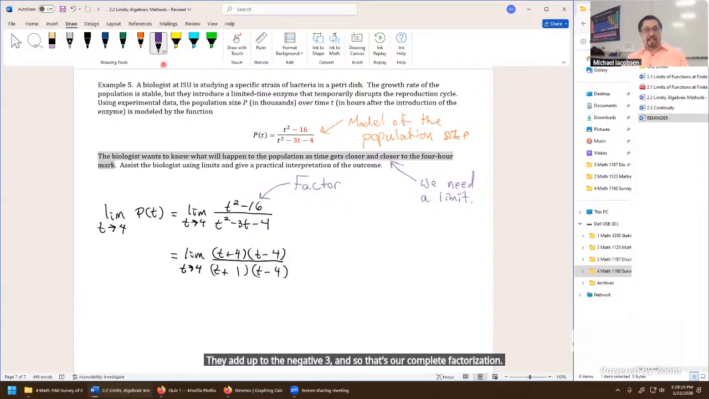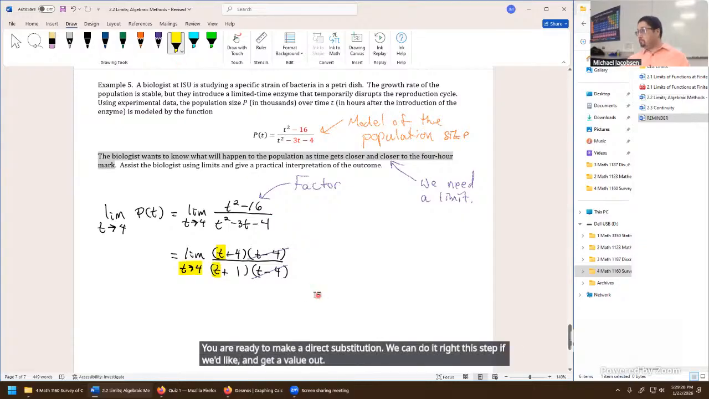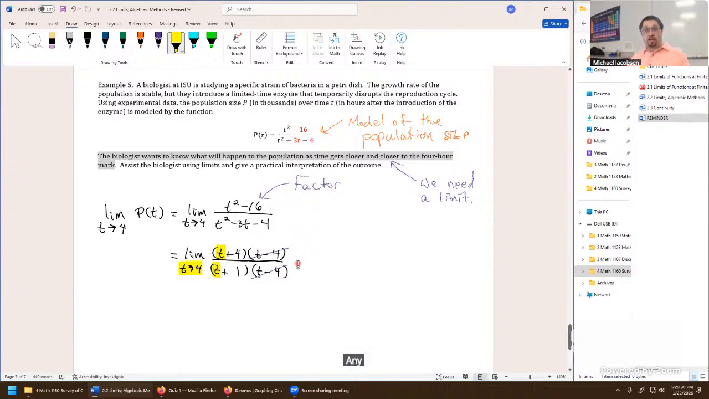And again, it probably feels like deja vu. After we factored, we can now immediately see what cancels. It's the t minus 4 above and below. And with those gone, you are ready to make a direct substitution. We can do it right in this step if we like and get a value out. Any questions to this stage of the process?